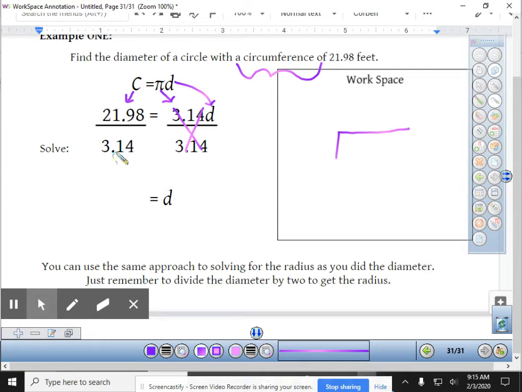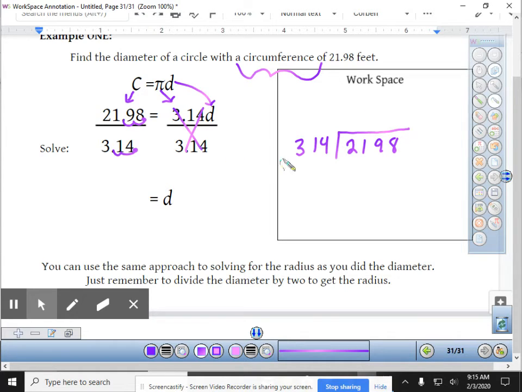Most of us know we're going to have to move this decimal to the end, so you can go ahead and do it on both of them. So you have 21.98 divided by 314. Now I'm going to help you guys with this, those of us without calculators, because that looks a little bit overwhelming. That looks a little bit overwhelming, doesn't it?